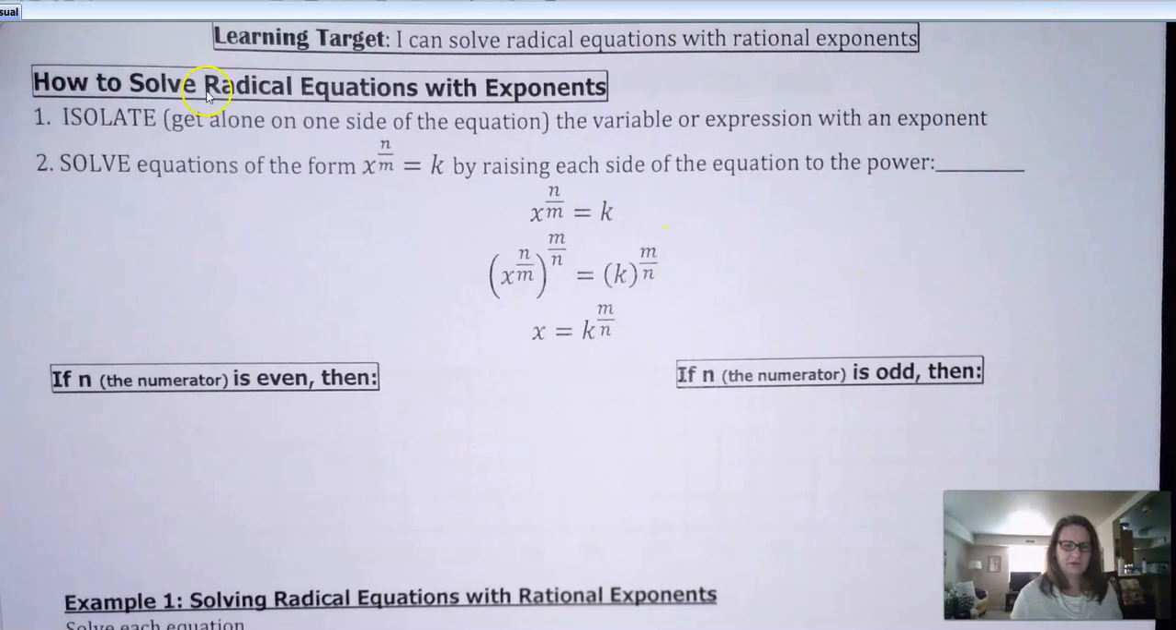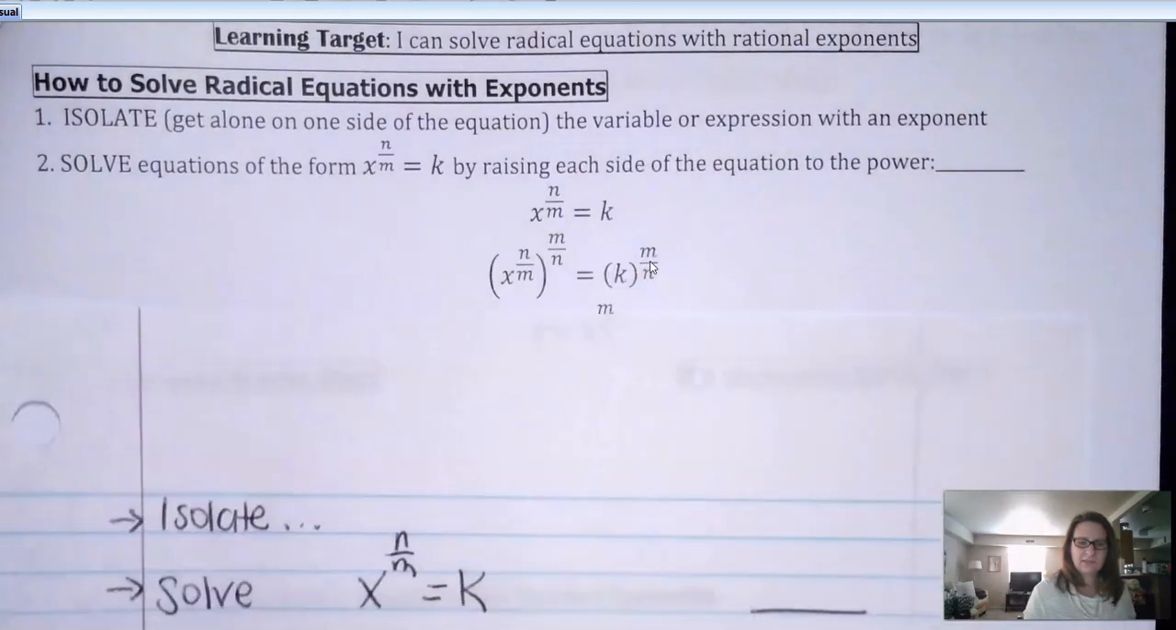Now, the very first thing, when we're solving radical equations that have exponents, you're going to see some exponents that are fractions, that's what that means. What you want to do is get the variable or maybe an expression that's to an exponent by itself on one side of the equation, and then to solve it, we're going to do the process that's written right under here, but I'm going to leave that so you guys can kind of see it.